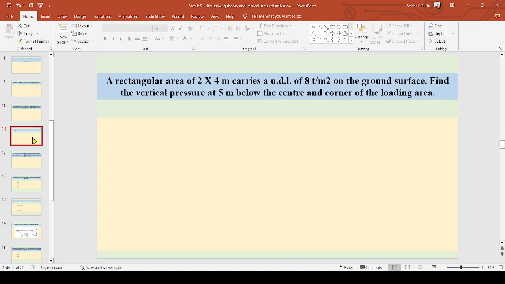A rectangular area of 2 by 4 meter carries a UDL of 8 ton per meter square on the ground surface. Find the vertical pressure at 5 meters below the center and corner of the loading area. So we have a rectangular area of 2 by 4 and we have a UDL, that is uniformly distributed load, and the value of that is 8 ton per meter square.